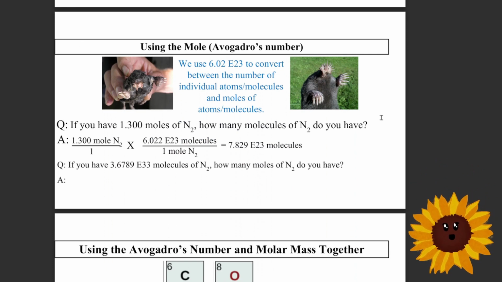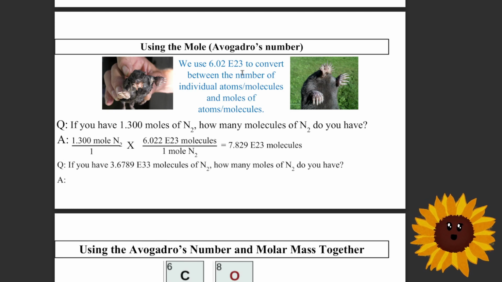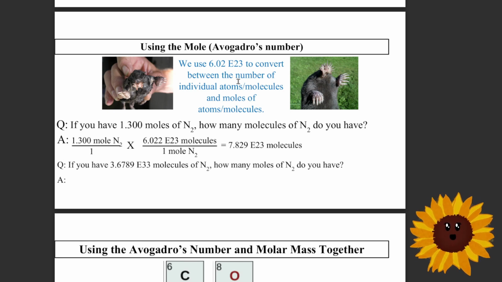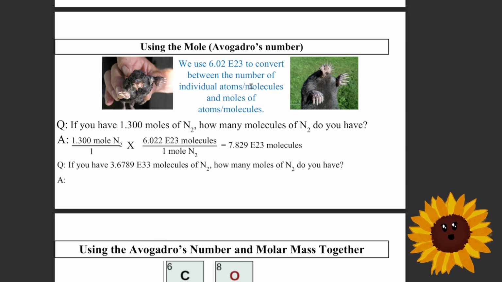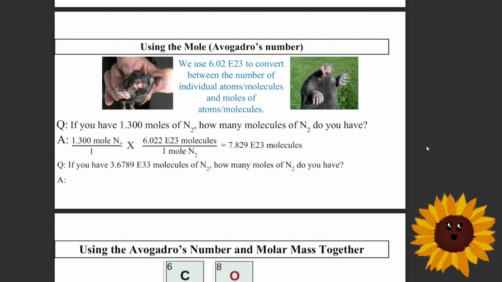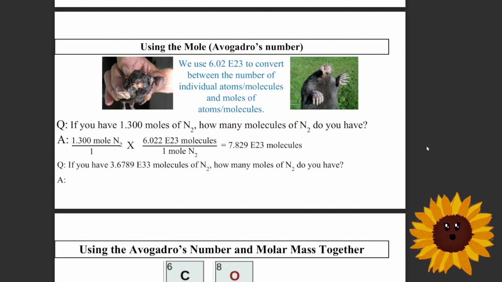We got some cute little moles here. We can also use the 6.02 E23 to convert between the number of individual atoms or molecules and moles of atoms or molecules.